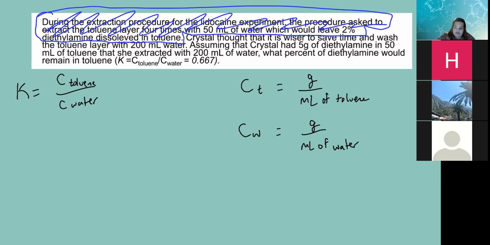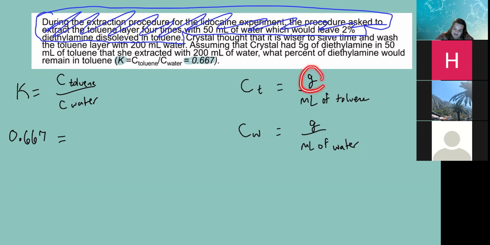So we need to essentially fill this in. If I were to fill it in with the information I have right now, I have the partition coefficient, which they do tell us. It's kind of sneaky, but K is equal to 0.667. Look at that. So we have K is 0.667, which is equal to the concentration of toluene.